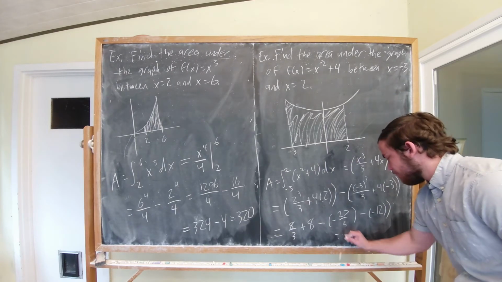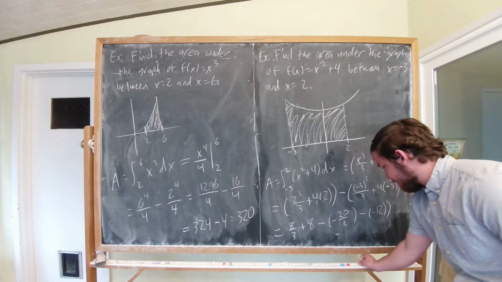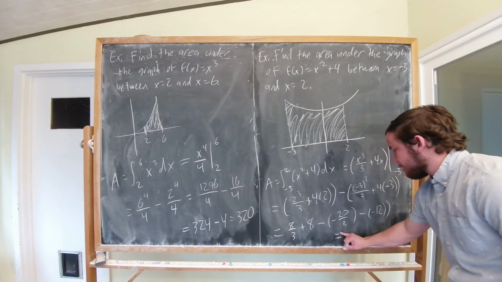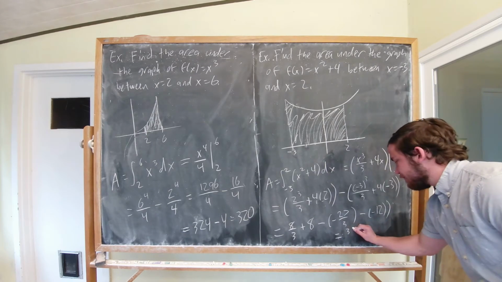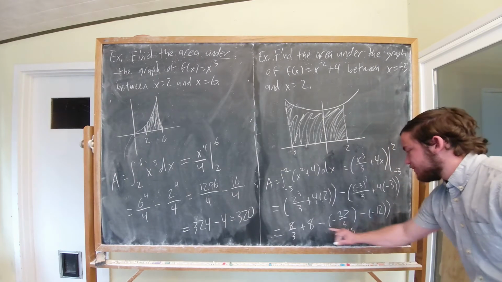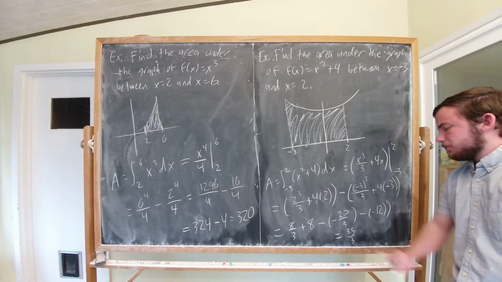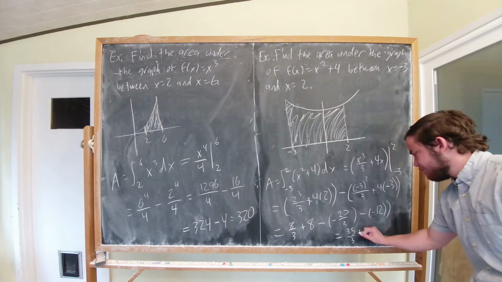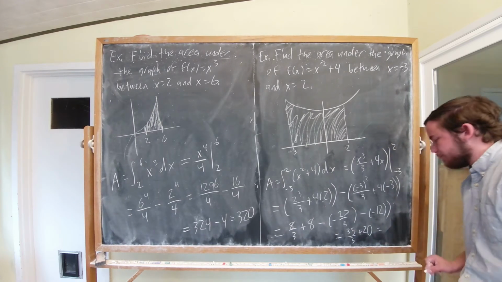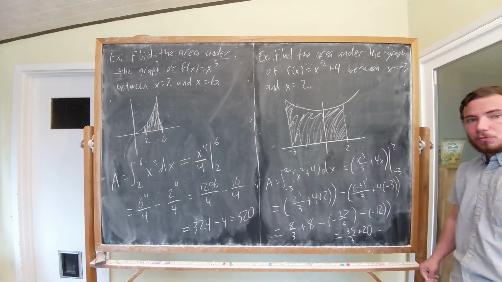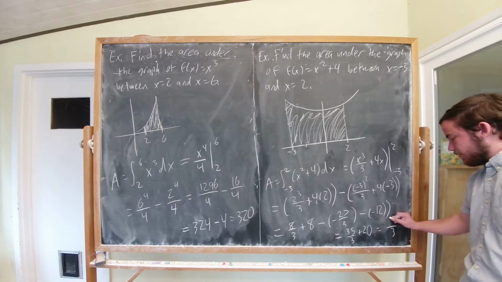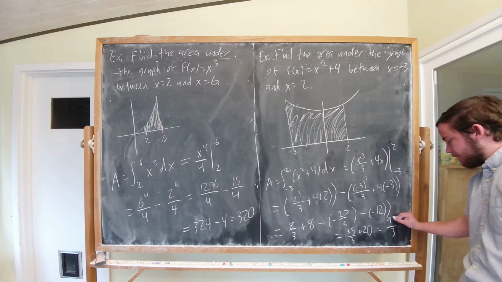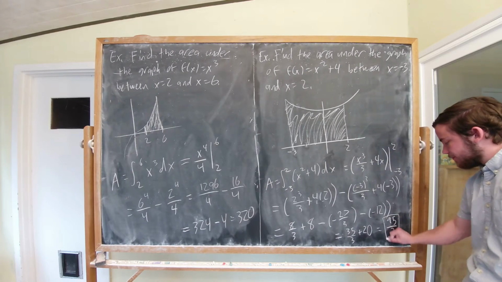Yeah, you can still see that there. 8/3 plus 27/3 is 35/3, plus 8 plus 12 is plus 20. And if you wanted to merge it all into one single number, you get 95 divided by 3.